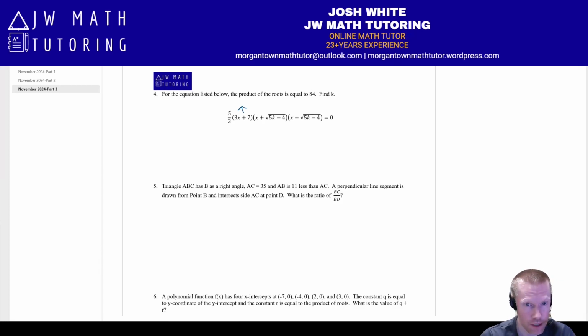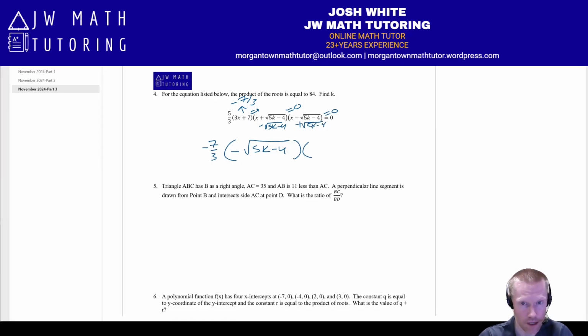So the first root coming from here is going to be negative 7/3. You just set this equal to 0. You subtract 7. You divide by 3. Now, for these two here, basically you set each of them equal to 0. I mean, that's what you do for all of them. And then for the first parenthesis, you just subtract this square root 5k minus 4. So your root is just going to be negative square root 5k minus 4. That's it. Same thing here, you're going to add the square root of 5k minus 4. So the actual root you're going to multiply is just square root 5k minus 4.